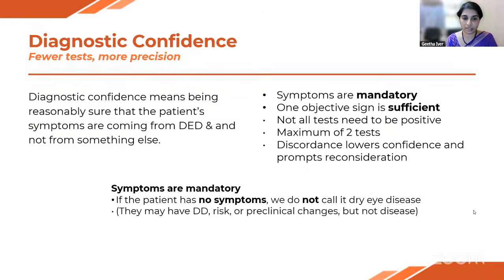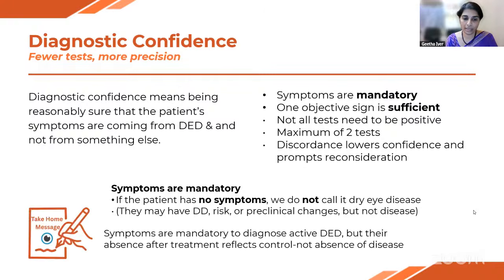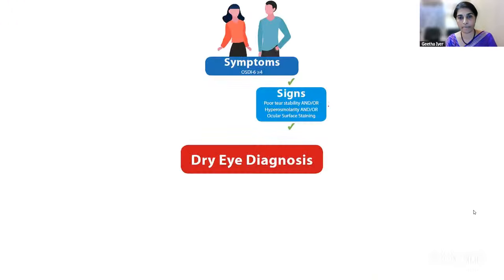Symptoms are mandatory. If the patient has no symptoms, we do not call it dry eye disease. They could have a differential diagnosis of dry eye, they could have risk factors or preclinical changes, but not disease. So again, it is mandatory that symptoms are present to diagnose active dry eye disease, but their absence after treatment reflects control, not absence of disease. So this is very simply put what DUCE-3 tells us.